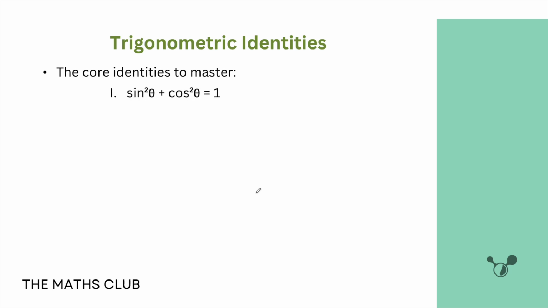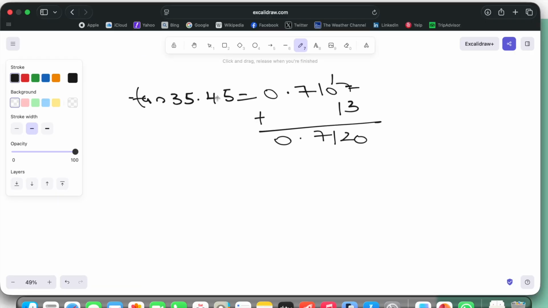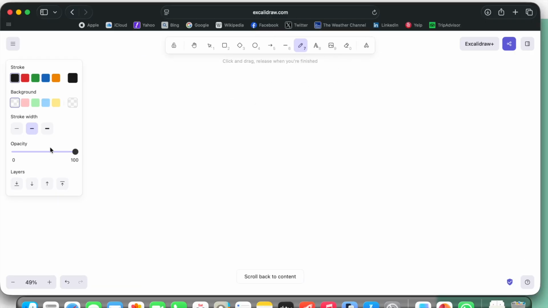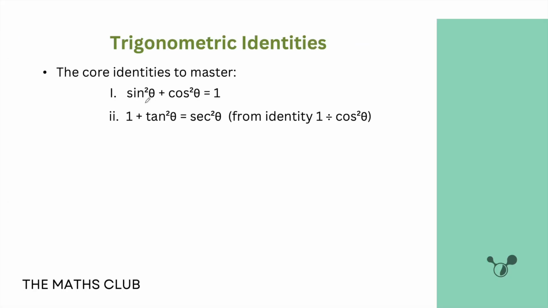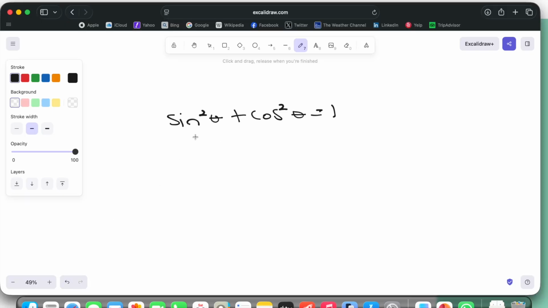Sine squared theta plus cos squared theta is equal to 1. We've established that, yes or no? 1 plus tan squared theta is equal to sec squared theta. How did we arrive at this? So look at this. We had sine squared theta plus cos squared theta is equal to 1. And I divide all through by cos squared theta.